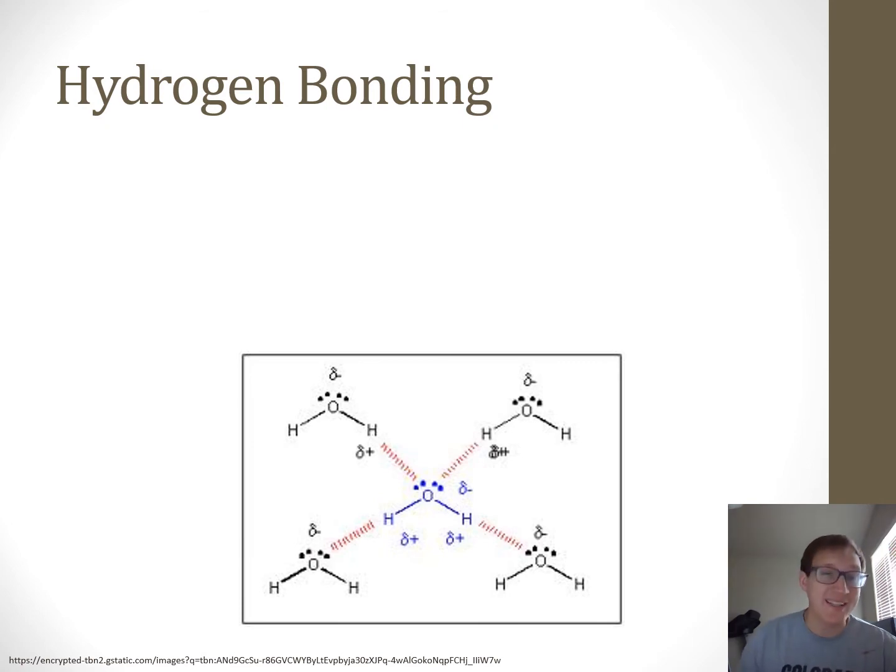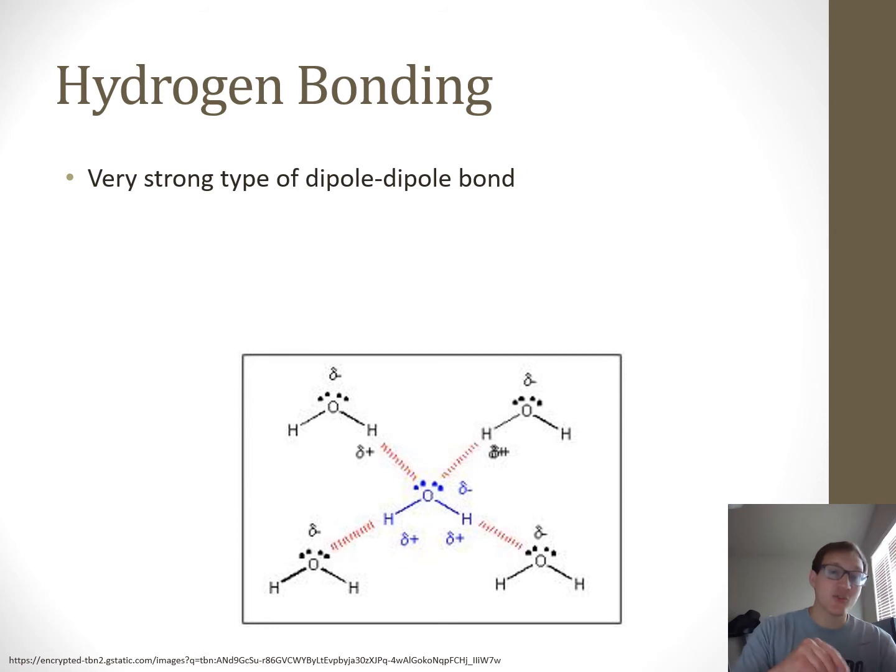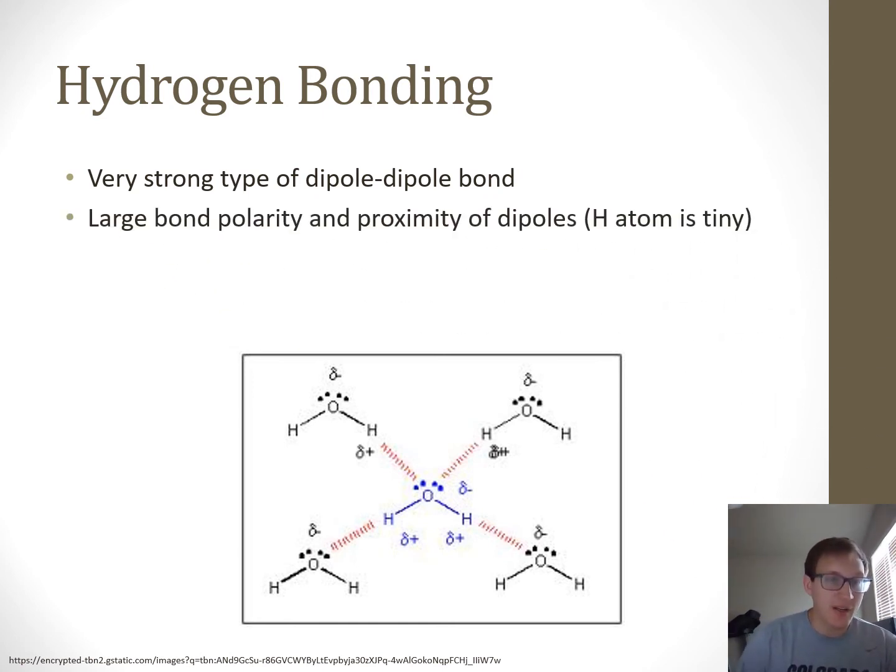All right, and the next one is hydrogen bonding. Now, the good thing about hydrogen bonding is it is actually a type of dipole-dipole, but it's kind of like a subset of them. So we have all of dipole-dipole forces, and then inside that we have specific hydrogen bonding. And it's a very, very strong type of dipole-dipole. So in our three, hydrogen bonding is the strongest, second is dipole-dipole, and we'll talk about the third one here in a second. But hydrogen bonding, large bond polarity and proximity of dipoles.